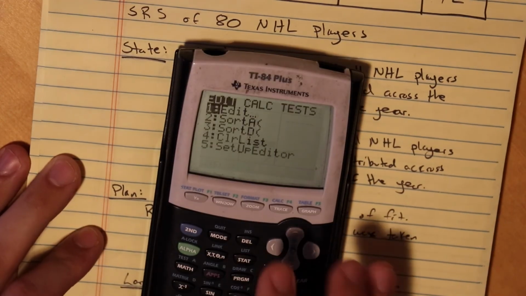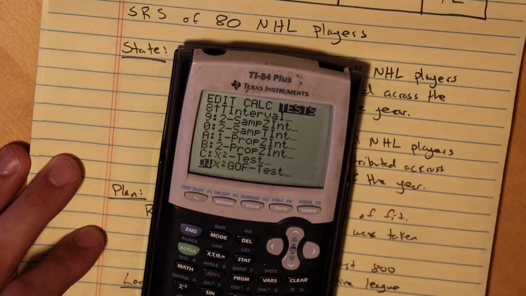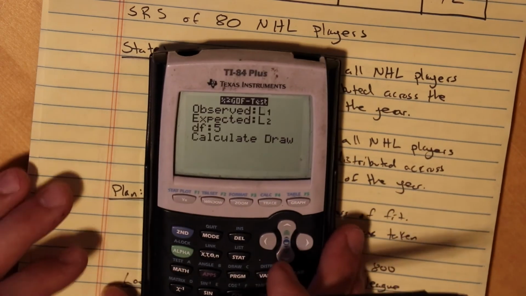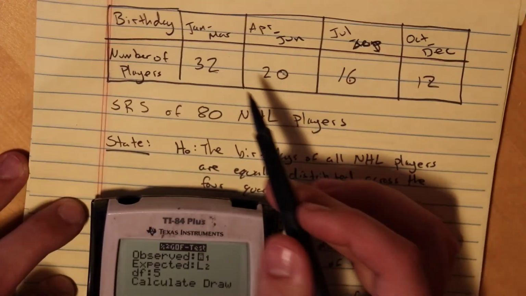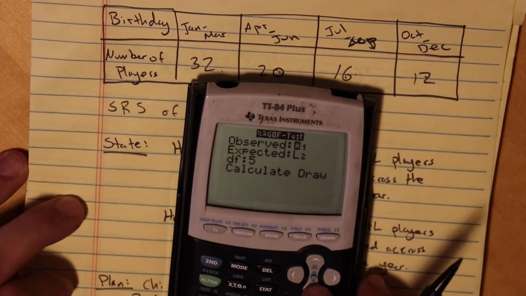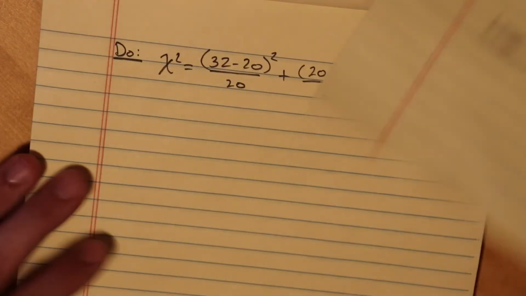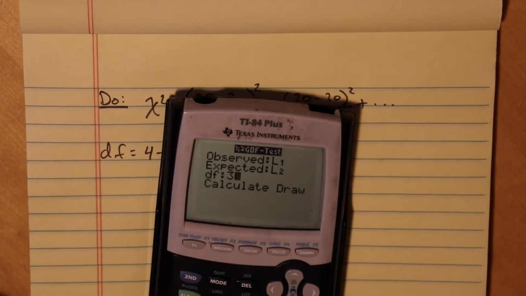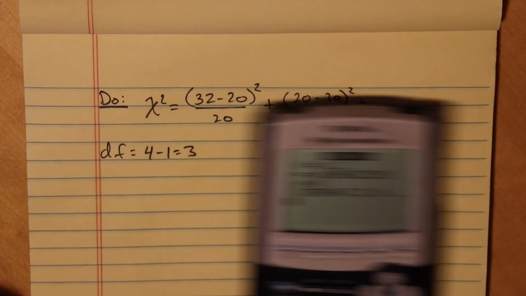So let's go ahead and go to stat, tests, all the way down to goodness of fit. There it is. Observed L1, expected L2. Degrees of freedom is no longer 5. Remember, it's the number of categories minus 1. There are 4 categories here, so make sure you change your degrees of freedom to 3. I'll say degrees of freedom is 3. Calculate. Cool, that was super fast.